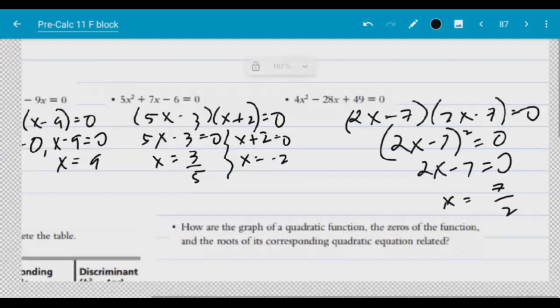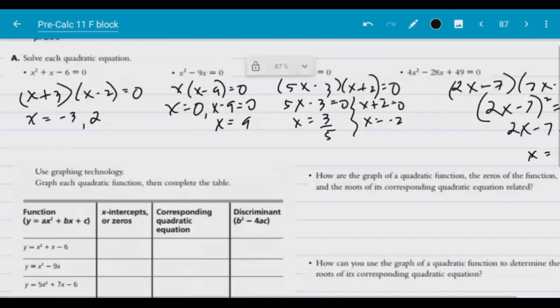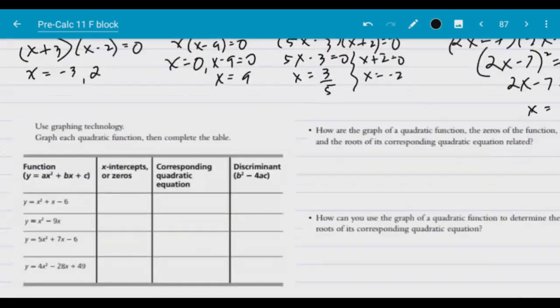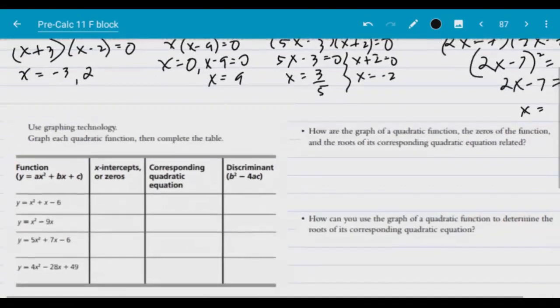All right. So you may also use graphing technology as you did this. But this will be the second part. Let's answer first the questions here. Oh, no, I skipped that. So that's okay.